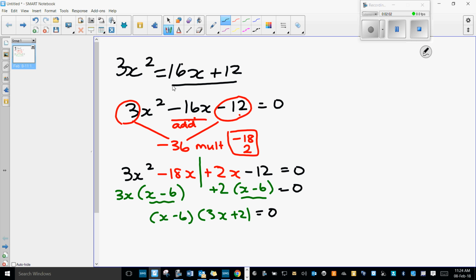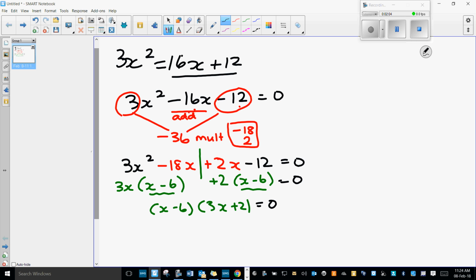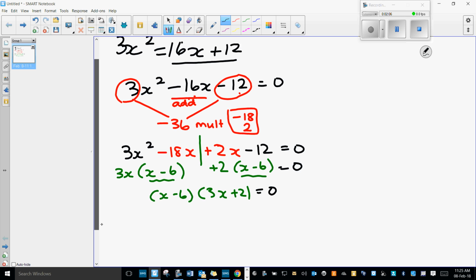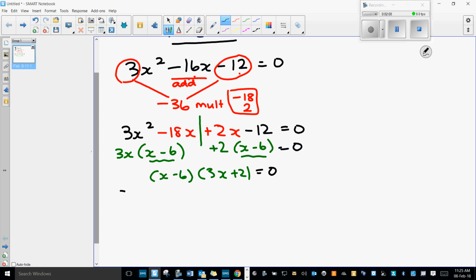If you had been asked to solve it, then you need to take it that one step further, and you know that your solutions are going to be x equals positive 6 because of this one here, and x equals negative 2 over 3. Remember, it's the opposite of this number divided by this value here. So they are your two solutions for that one.